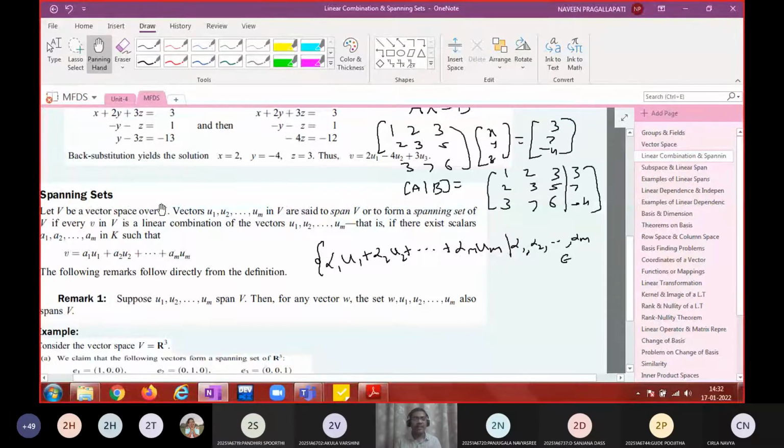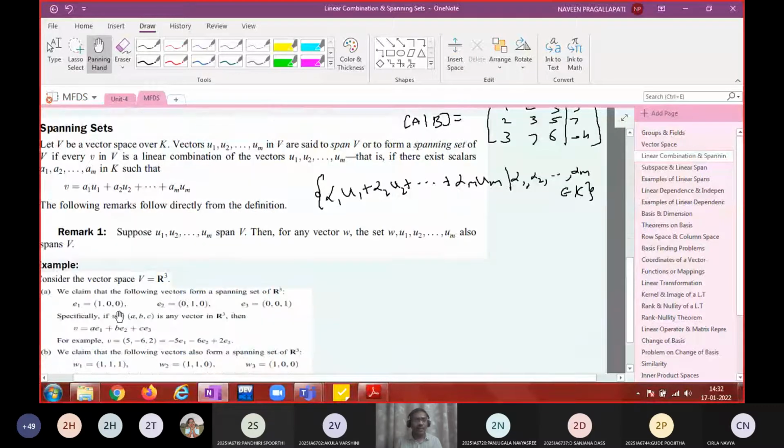From the field K, because this is a linear combination. Linear combination means what? Scalar into vector plus scalar into another vector plus and so on. So these are the scalars which are taken from the field K. That field can be the set of real numbers. So you take all possible linear combinations. That set is called a spanning set, or the set spanned by the set of vectors.